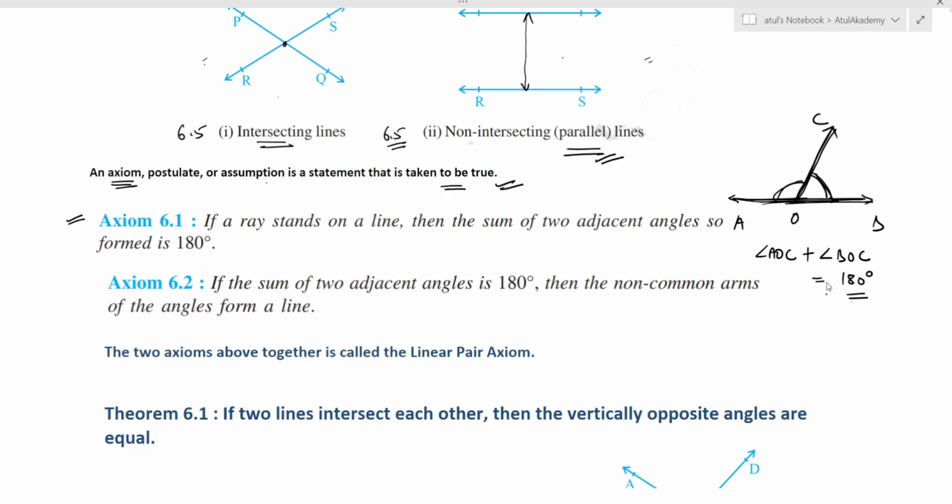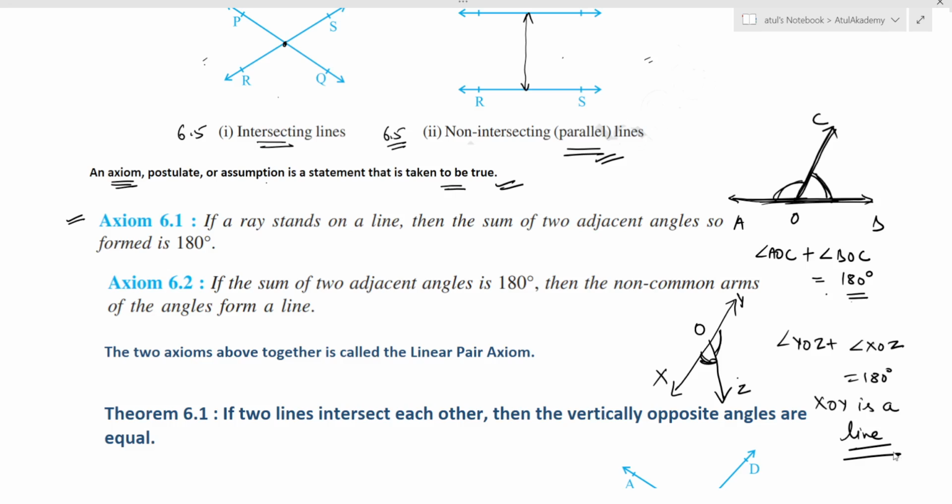Clear? Second axiom: if the sum of two adjacent angles is 180 degrees. You have given two adjacent angles, let's say like this I'm taking now. I have this line as X, this line as Y, this is O and Z. Now it is given to you that YOZ plus XOZ is 180 degrees. The sum of these two adjacent angles is 180 degrees, it means XOY is a straight line. XOY is a line. Clear, students? Same thing but said in a different way.